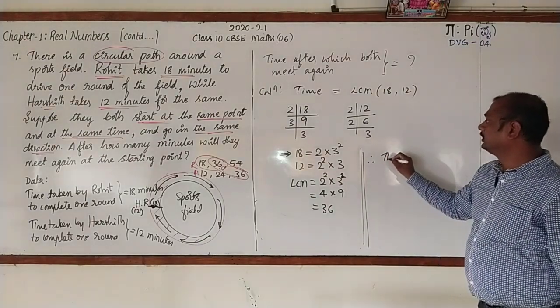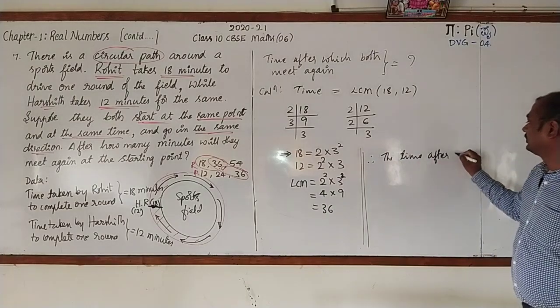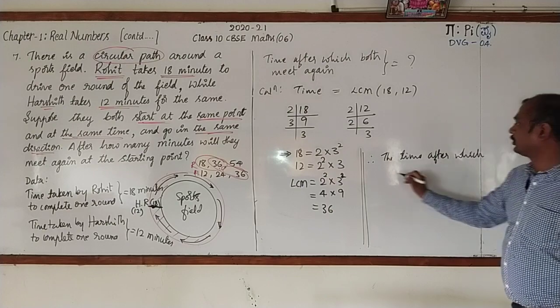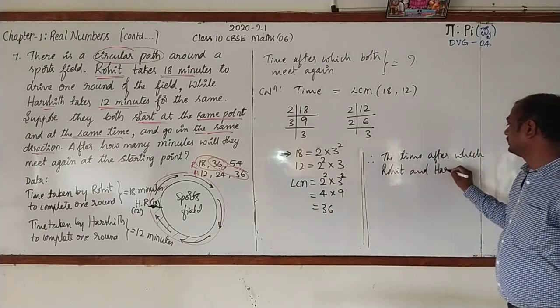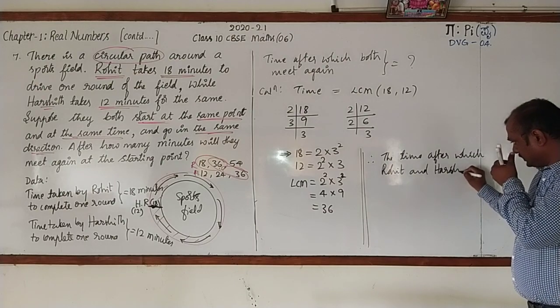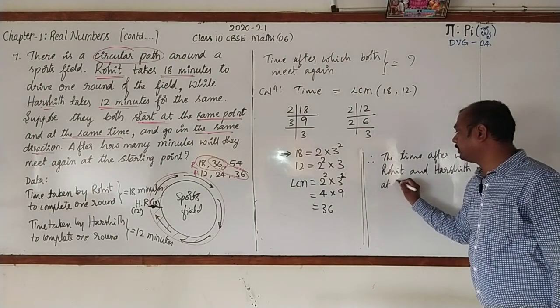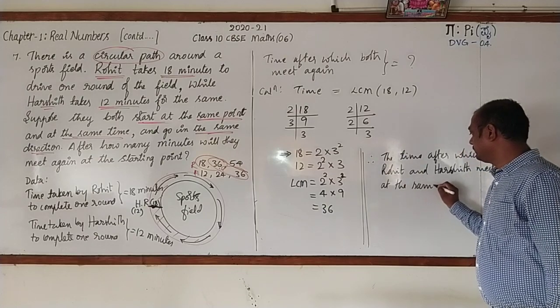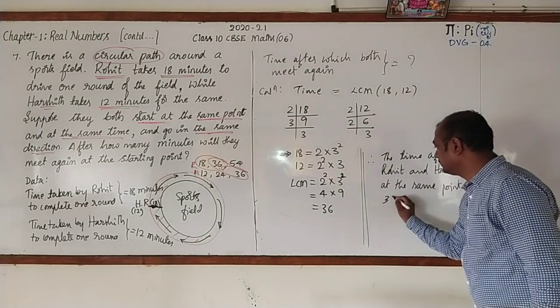Therefore, the time after which Rohit and Harshit meet at the same point. Same point is how much? 36 minutes.